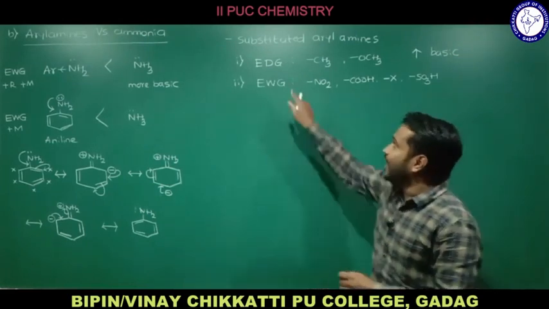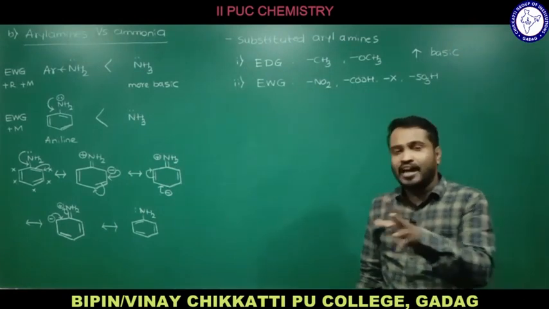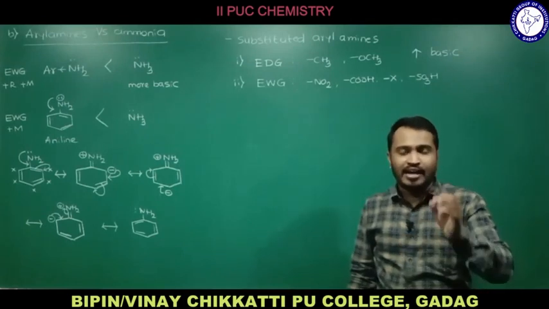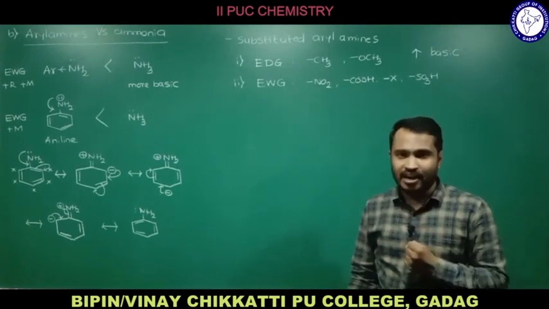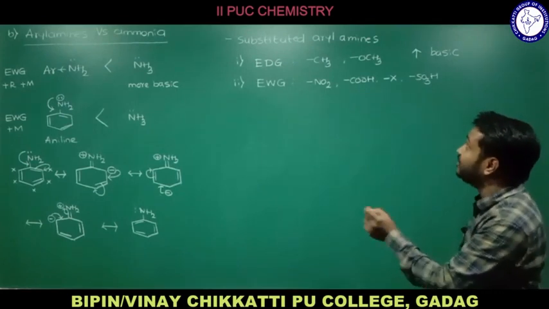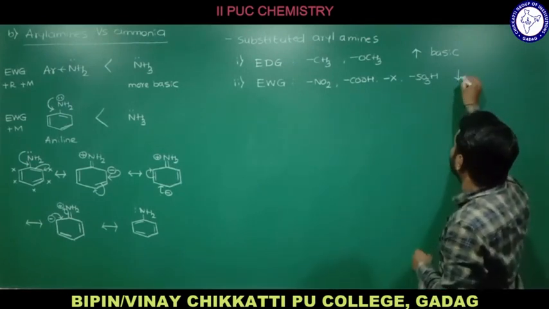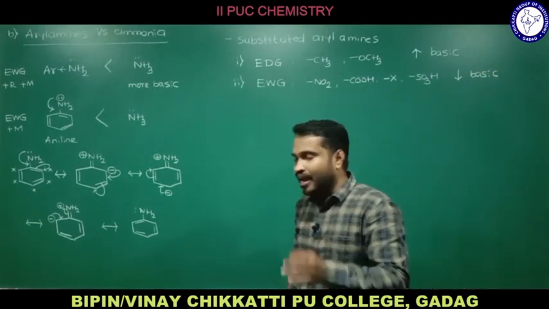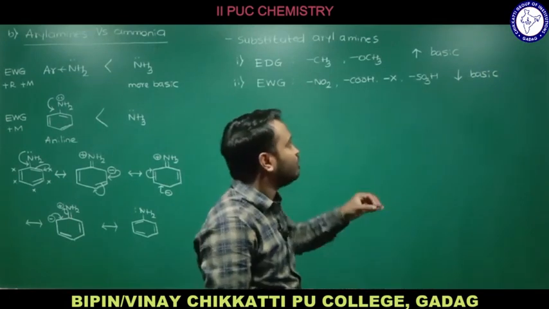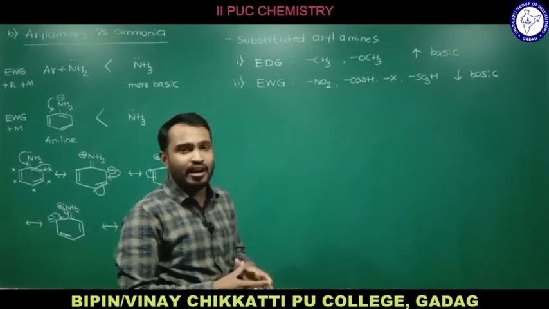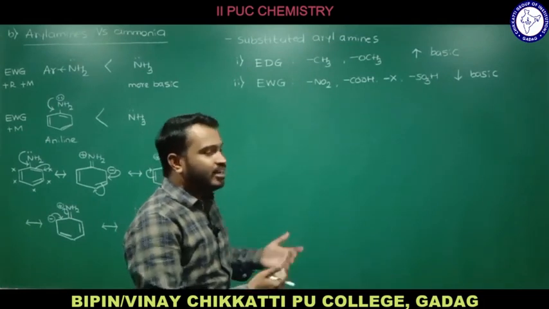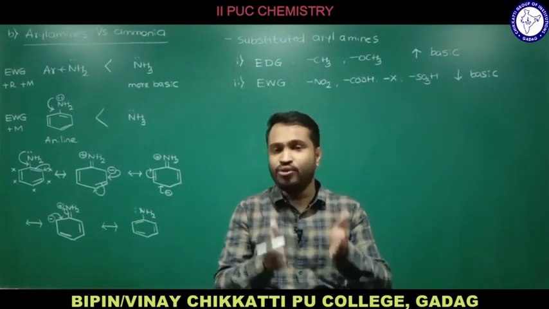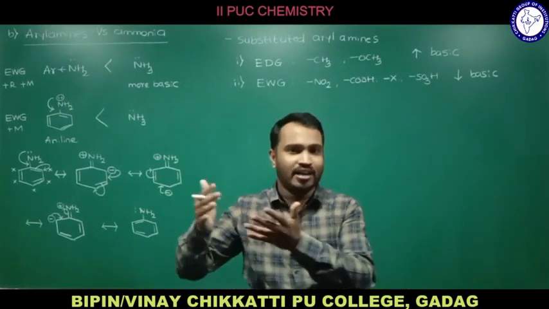If we have electron withdrawing groups, they try to withdraw the electrons present on the nitrogen. The electron density on the nitrogen decreases, so if an electron withdrawing group is present as a substituent in amines, the basicity is going to decrease. So try to know about this: what happens when an electron donating group is present and when an electron withdrawing group is present, and that is related to how basicity can be explained in arylamines versus ammonia. That is how we can link ammonia with the alkylamines as well as the arylamines.